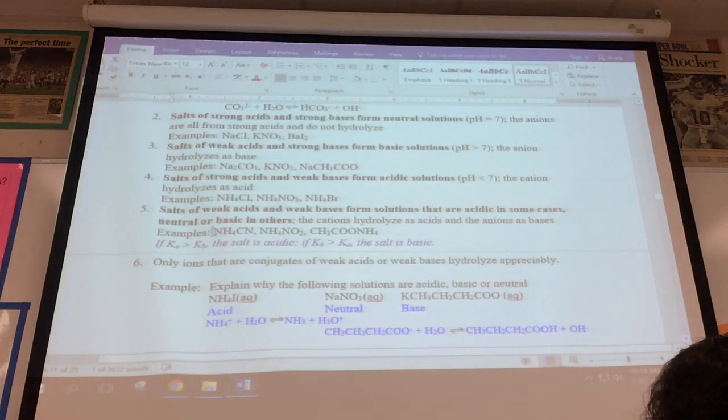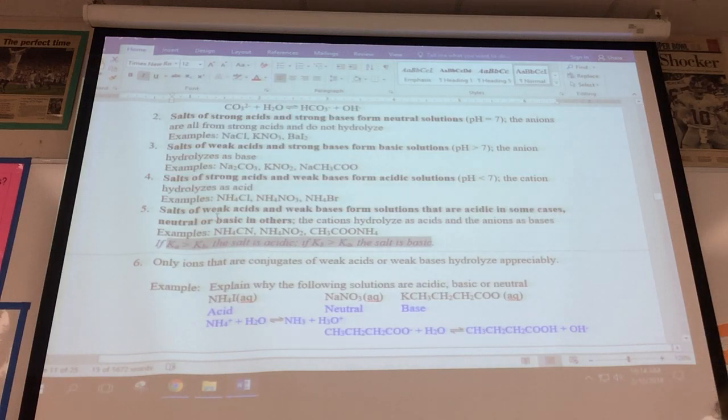So with these salts here, and again, you can see they have ammonium in here. If the Ka is greater than the Kb, the salt will be acidic. If the Kb is greater than the Ka, the salt will be basic. And you'll see an example of that in your pre-lab for your next lab.